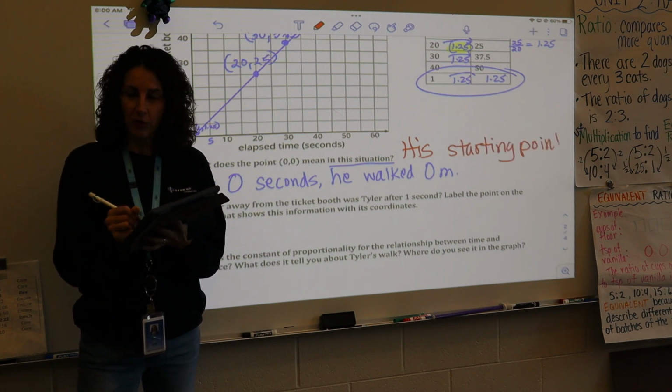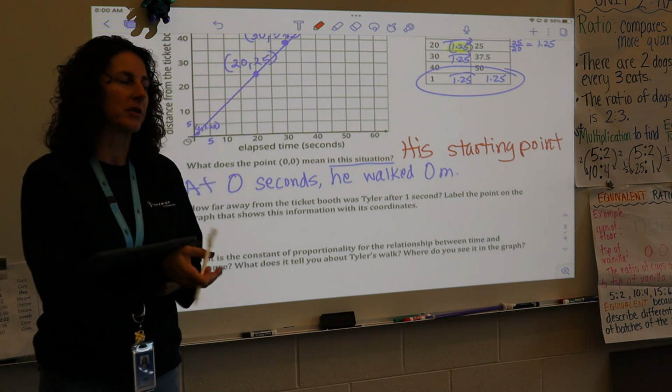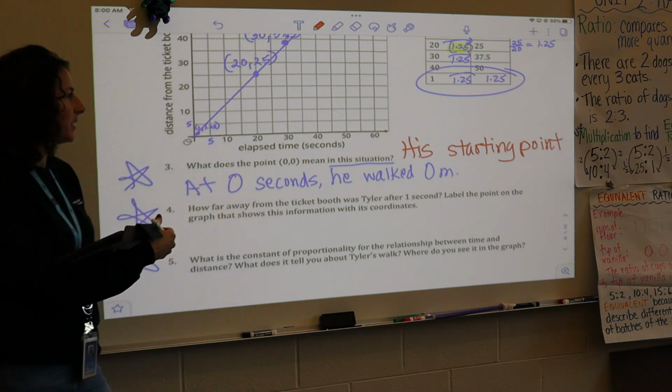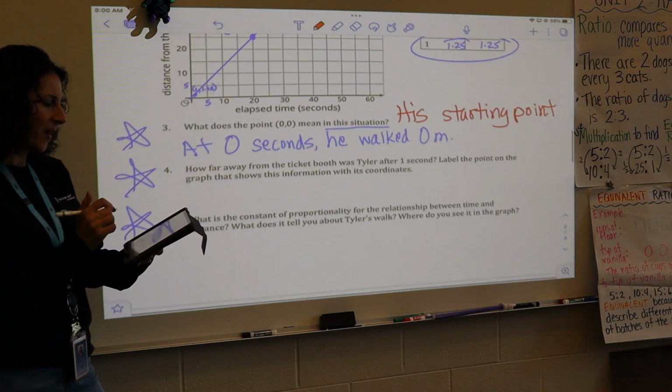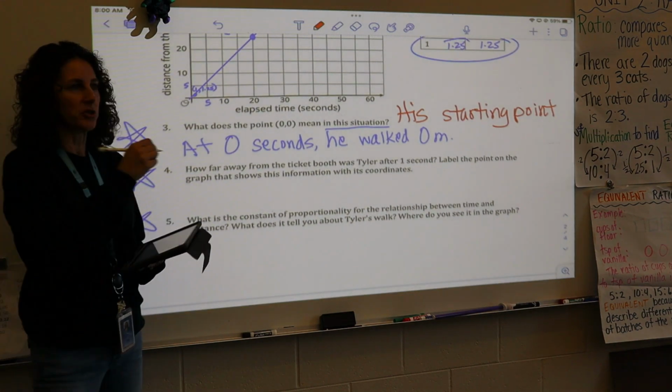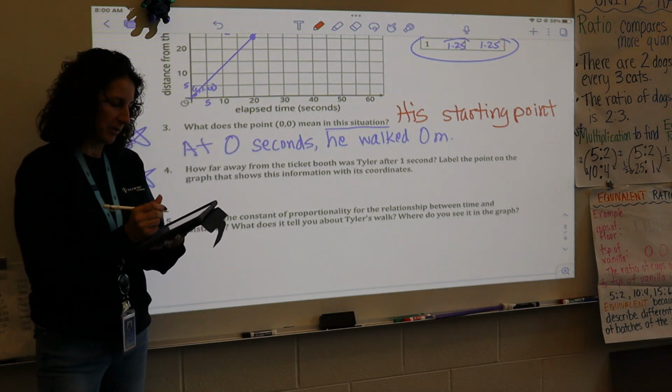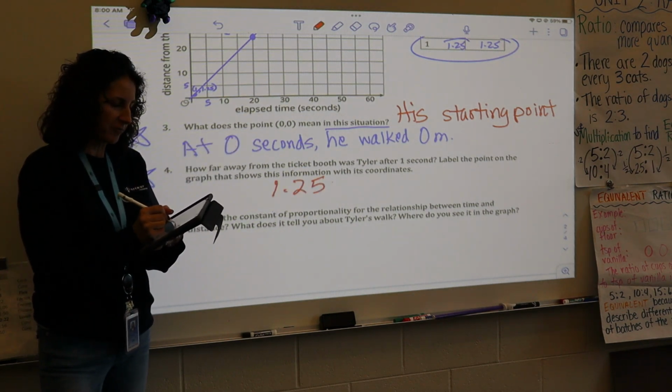Absolutely. Great addition to the conversation. Let's celebrate Richard. 1, 2, 3. Awesome. It is his starting point. You're absolutely correct. How far is he at 1 second? We should be able to interpret that now from everything we talked about. Caleb? 1.25. He's at 1.25 meters.